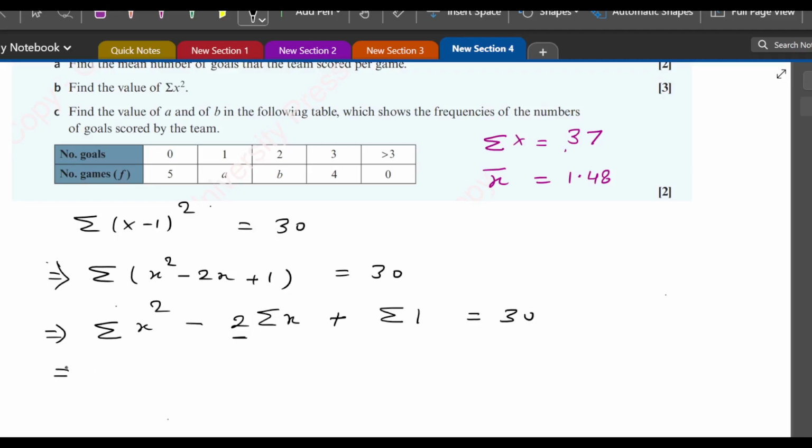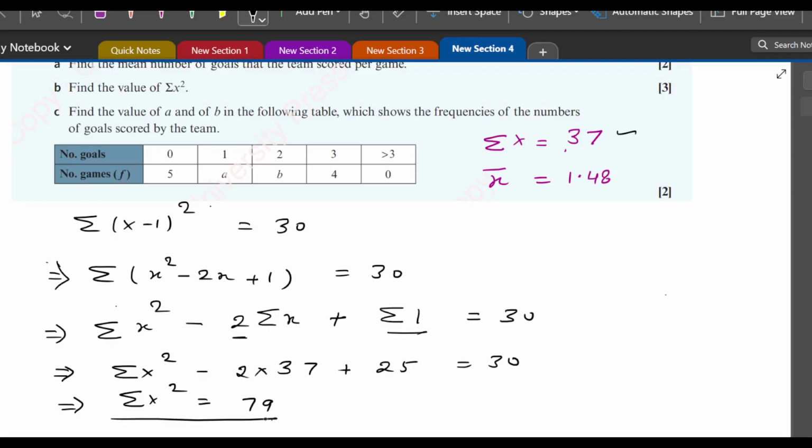So here this will give me summation of x square minus 2 times summation of x, and you can see here you get the value as 37, plus summation of 1. There are 25 games, so summation of 1 is 25 and this whole equals 30. So from this you can work out the summation of x square. Summation of x square is 30 minus 25, not minus, it's plus 2 times 37. Result is 79.